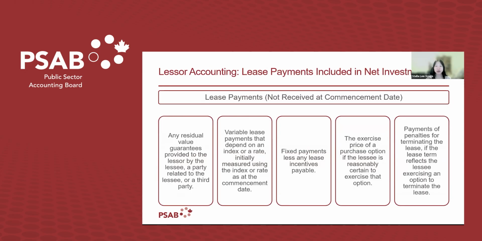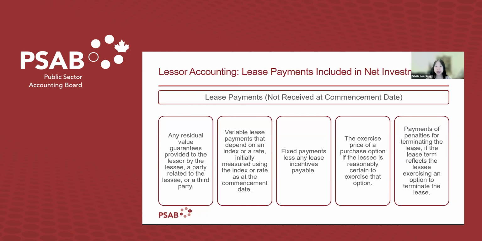Third, we have any residual value guarantees provided to the lessor by the lessee, a party related to the lessee, or a third party. Next, we have the exercise price of a purchase option, if the lessee is reasonably certain to exercise that option. And finally, we have any penalty payments made for terminating the lease if the lease term reflects the lessee exercising an option to terminate the lease.